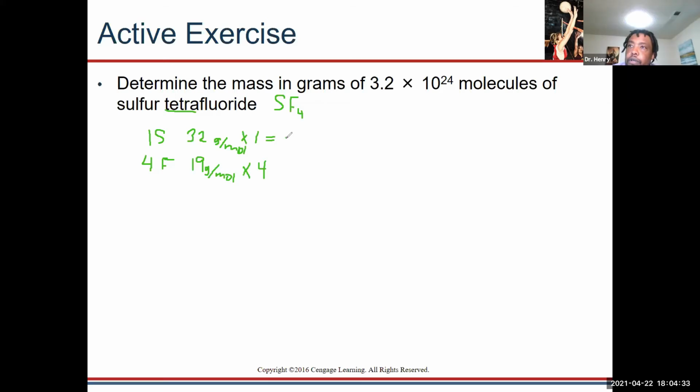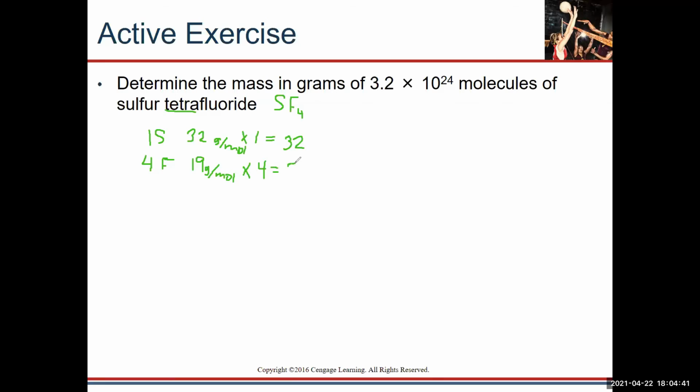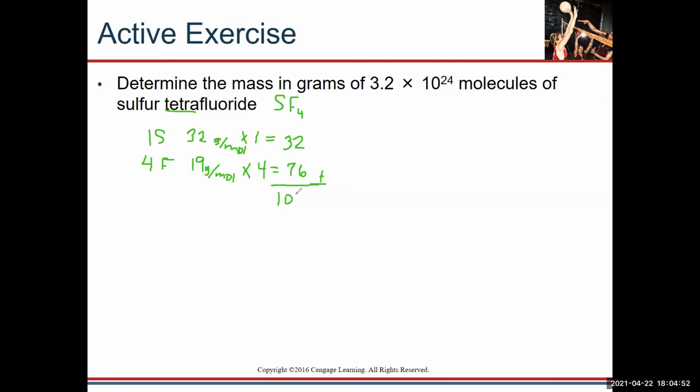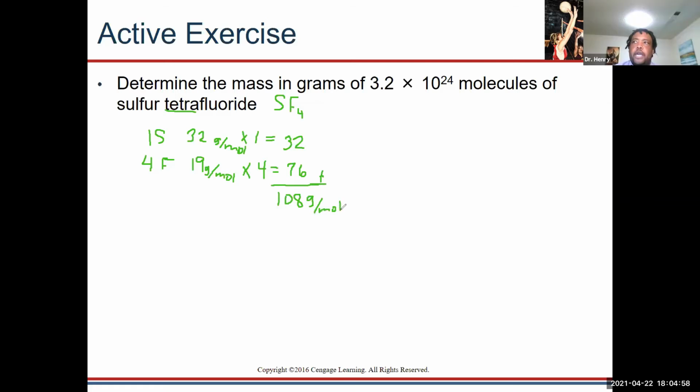So 32 times 1 is 32. 19 times 4 is 76. We add these together: 108 grams per mole. Okay, so I have the molar mass now. What am I going to do now?